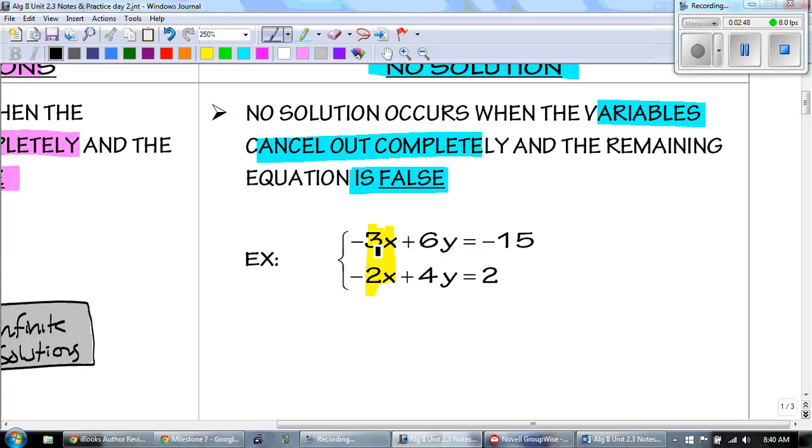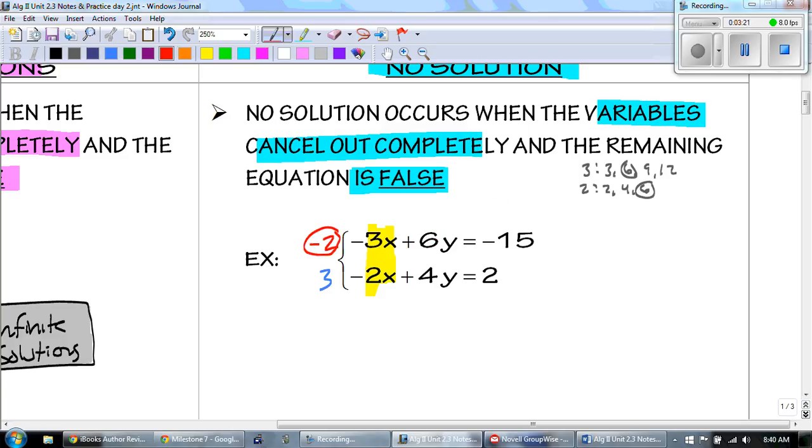Now I need the lowest common multiple of 3 and 2. So if you don't know what 3 and 2 both go into, you should be writing the multiples of 3 and the multiples of 2. And I see that 6 is the lowest number. So I need to multiply the top by 2, the bottom by 3. And now they're both negative, so one of them needs to be positive. So I'm just going to multiply the top.